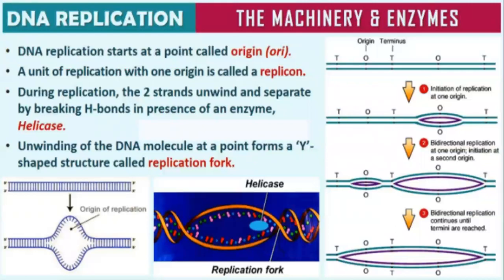Next topic, machinery and the enzymes. Enzymes we have discussed now, and we are going to learn them again. So DNA replication starts at the point called origin, or ori. A unit of replication with one origin is called a replicon.